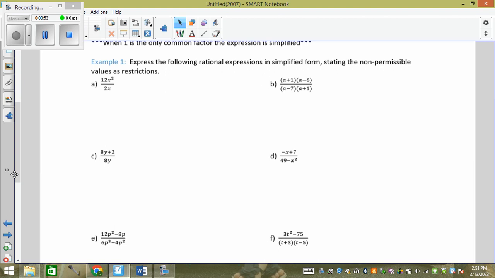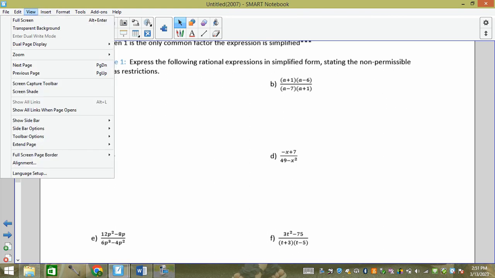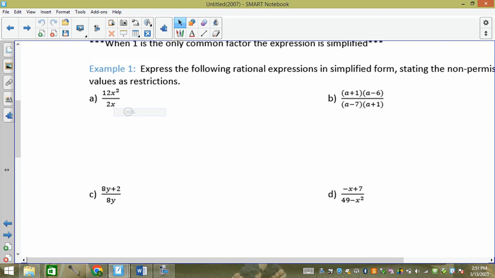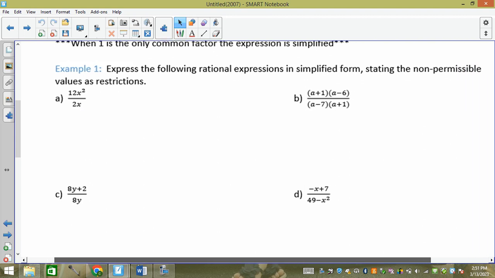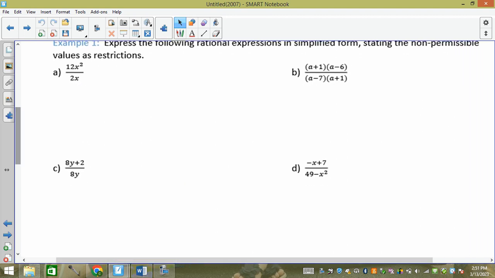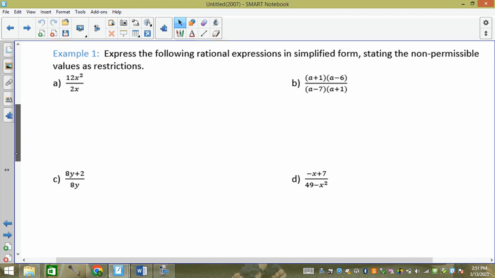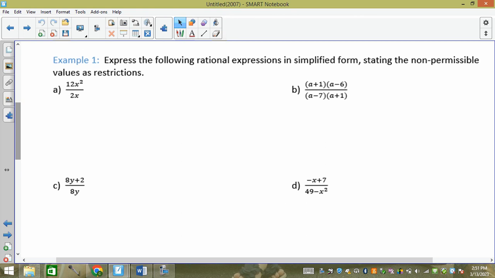Now, what we've only dealt with so far is NPVs, correct? But now what we're actually going to do is simplify, but we are always still going to have to state NPVs. So let's look at this first one. We're going to do the NPV for it first. Where does the NPV only come from? The denominator, right?